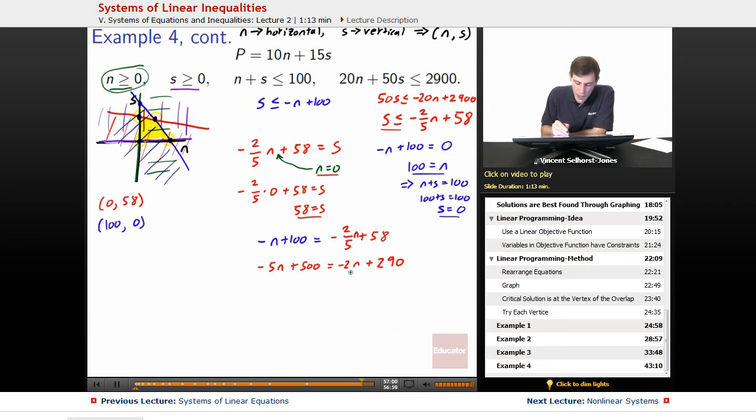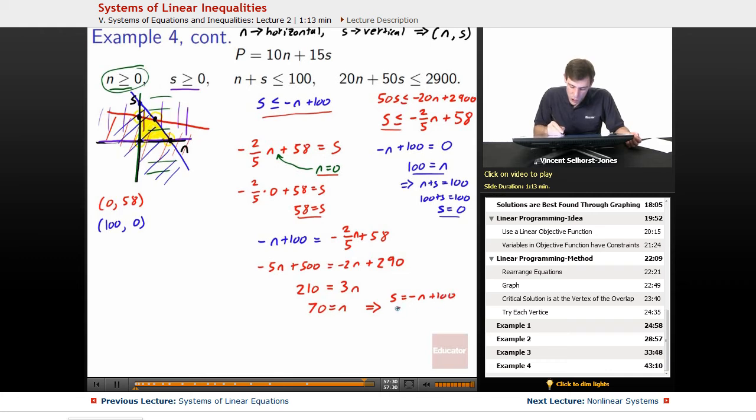We add 5N to both sides. We subtract 290 on both sides. 500 minus 290 gets us 210. That gets us 3N, so dividing by 3, 70 equals N. We use that to figure out how many superfines that would bring us. By our lot equation, S is less than or equal to -N plus 100, we want to be on the line where it equals. So S equals -N plus 100, so S equals -70 plus 100, or S equals 30.